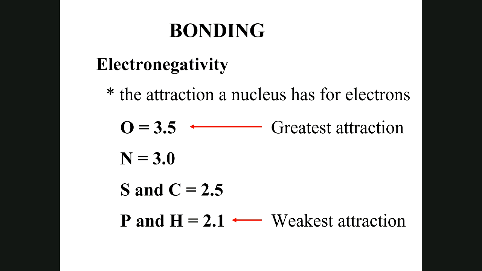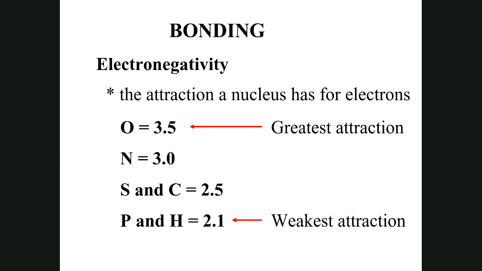Now there's something called electronegativity, and it says the attraction the nucleus has for electrons. Now these are the only ones that we didn't even talk about, because we don't use all the elements on that periodic table. We only use the ones that I showed you on the first couple of slides. Carbon, hydrogen, oxygen, and nitrogen, you're made up of 96% of those. Well, oxygen is real important.